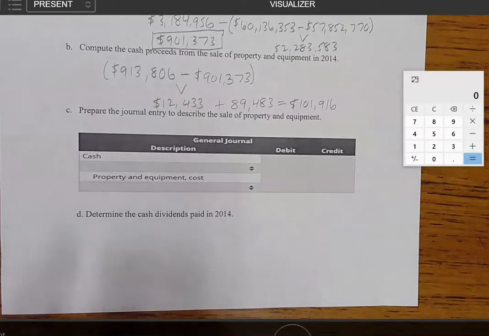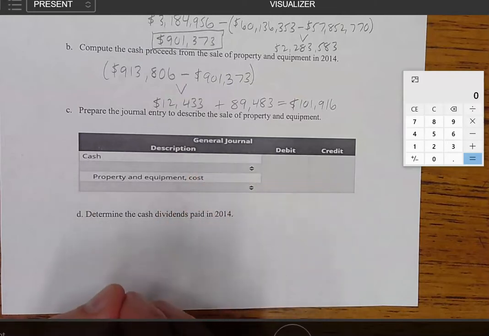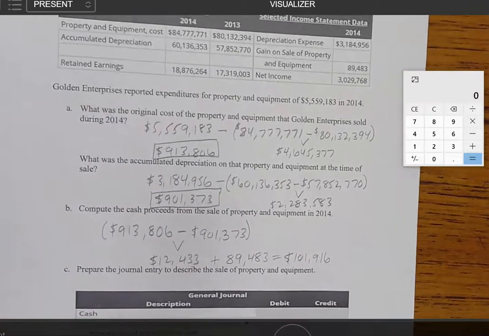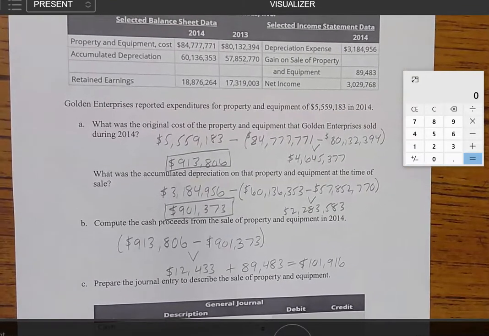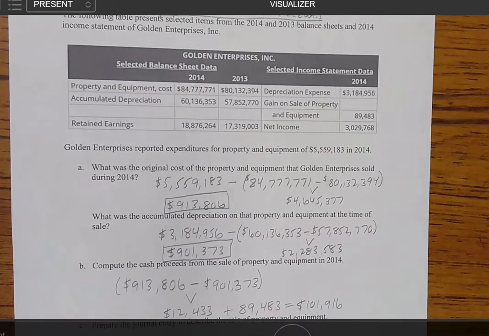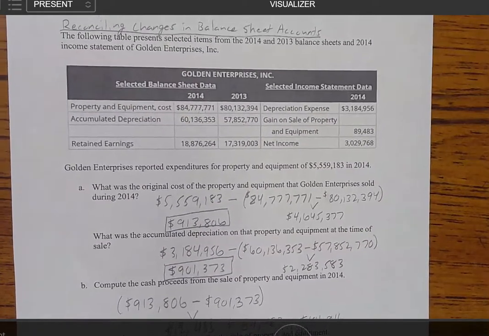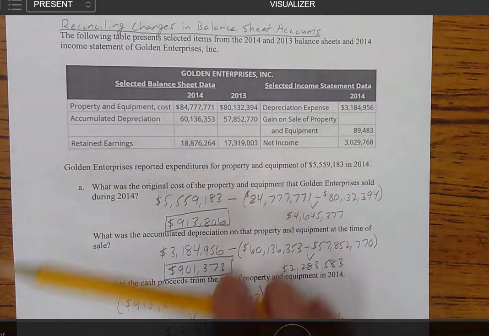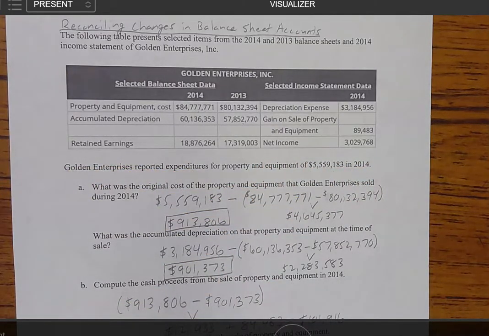Alright, so let's take a look at part 2 of our exercise that is titled Reconciling Changes in Balance Sheet Accounts. So we did requirements A and B before, and quite honestly that was by far the biggest part of the workload. So let's go ahead and take a quick recap. Here's our scenario. And so if you want to take a screenshot of this so that you have the information that we're starting off with.